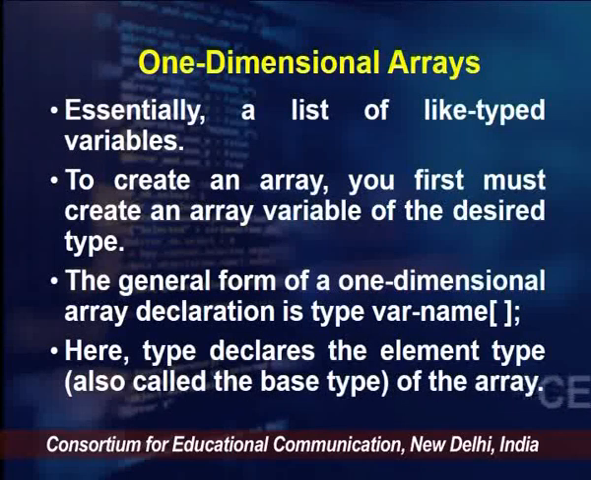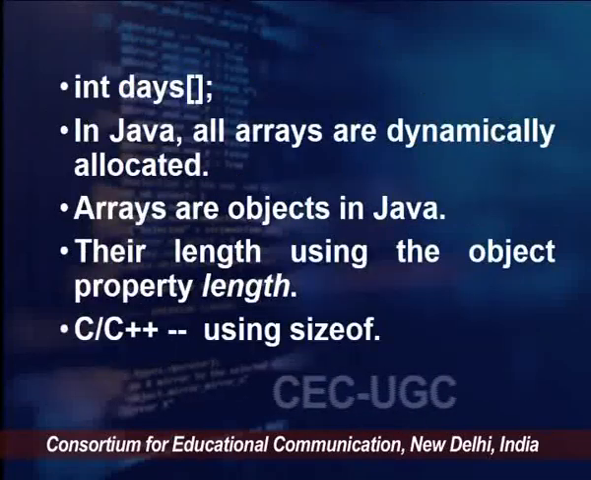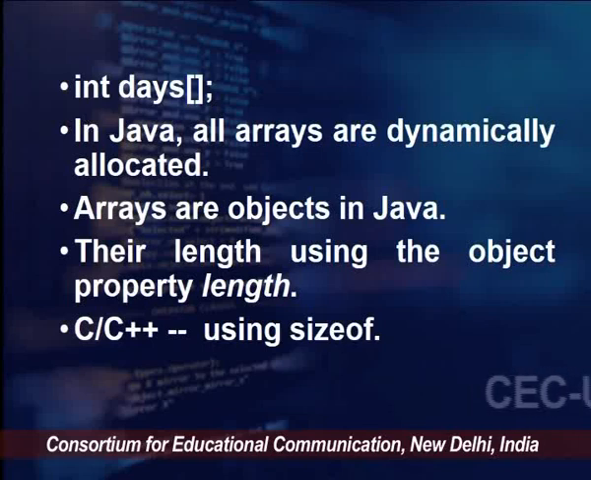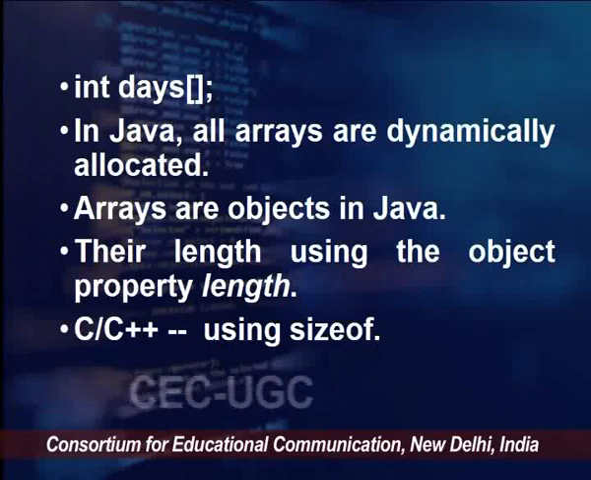Now the general form of a one dimensional array declaration is, you need to define the type and the variable name, and then there will be a square bracket. Whenever you encounter a square bracket, that means we are talking about an array. So type could be int, or character, or float, and whatever variable name you want to have, for example A, B, followed by an opening and a closing square bracket. Basically type declares the element type, or we can say base type also. For example, here is an instance in which we are declaring integer days with square brackets opening and closing.